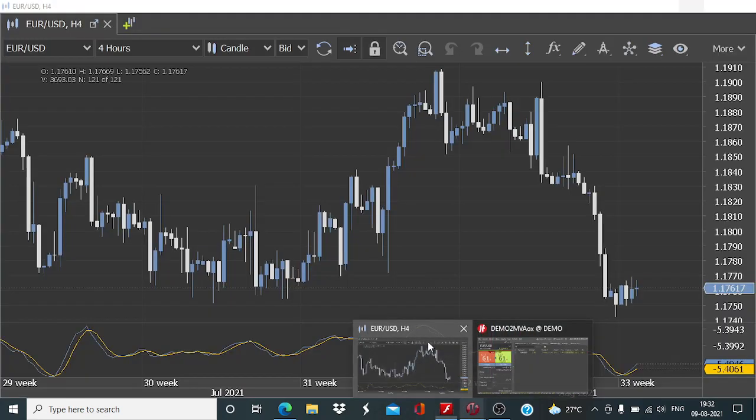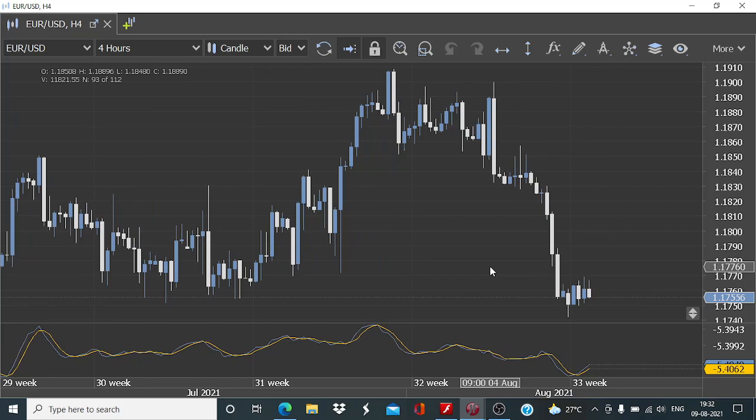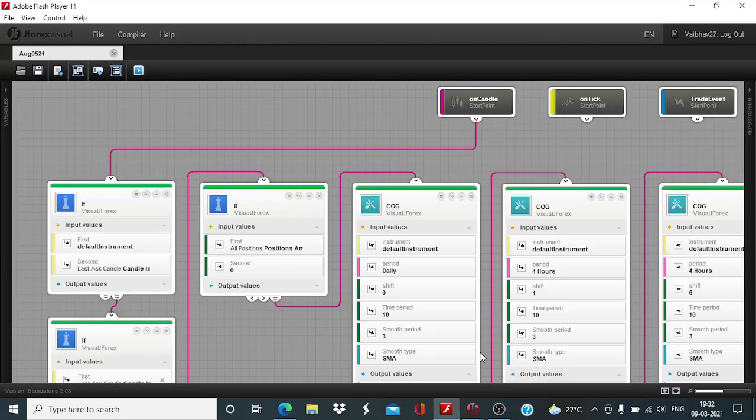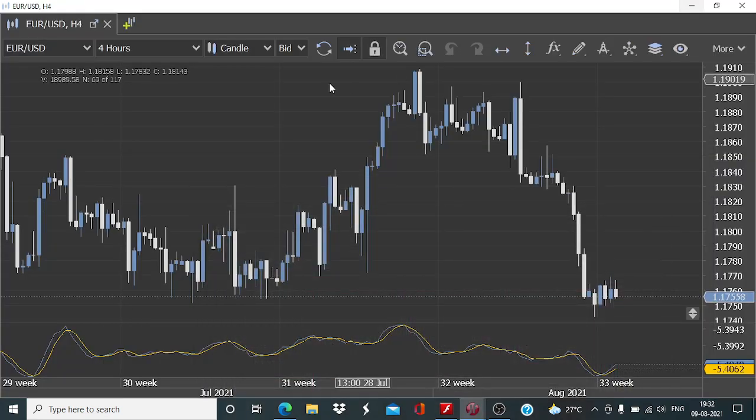Now let us head to the J4X platform. This is the Euro USD chart, and I will have to change it to USD JPY, as we had used USD JPY as our instrument of choice. So I will change it.